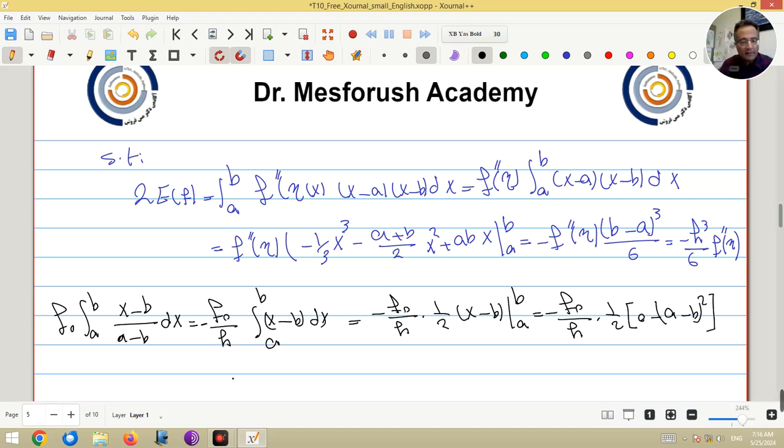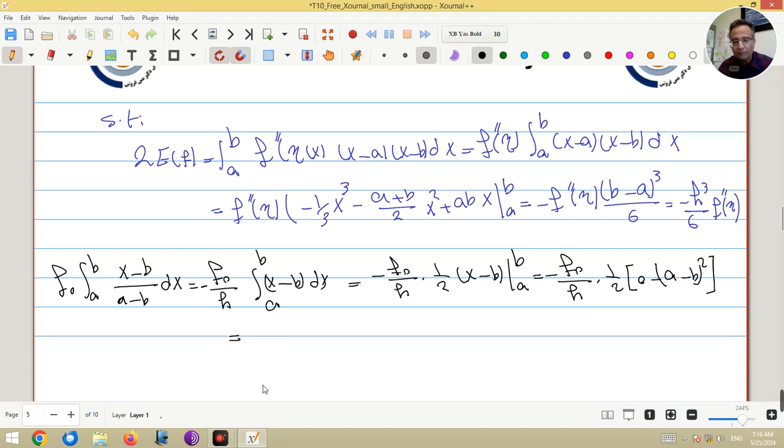And this will be minus f0 over h times half times 0 minus (a minus b) squared. And this will be minus f0 over h times half times minus h squared, and if we cancel 2, minus times minus is plus, so it will be one half h f0. Okay, this is the first term.